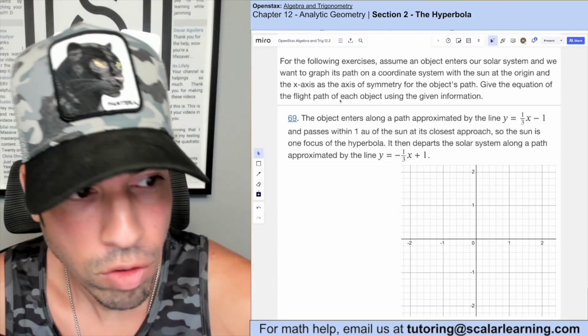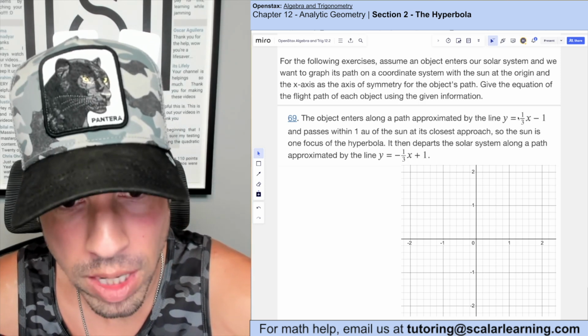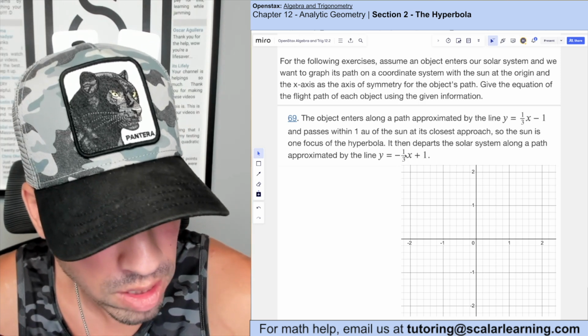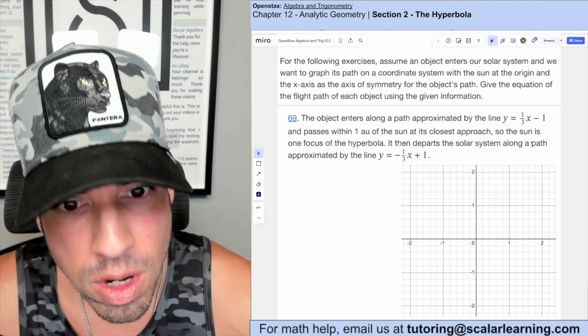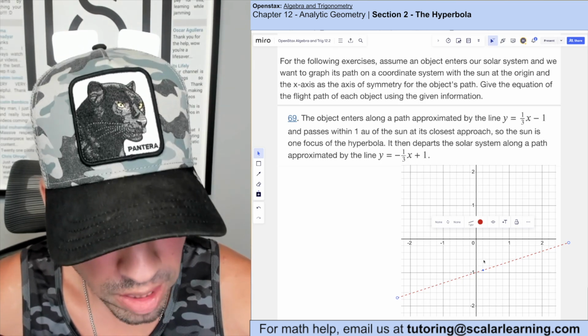Done. So for this one, once we kind of see the situation and we got these two asymptotes, okay, we got y equals 1/3 x minus 1, y equals negative 1/3 x plus 1. So let's plot those out. And then we got the other one going the other way, negative 1/3 x plus 1.